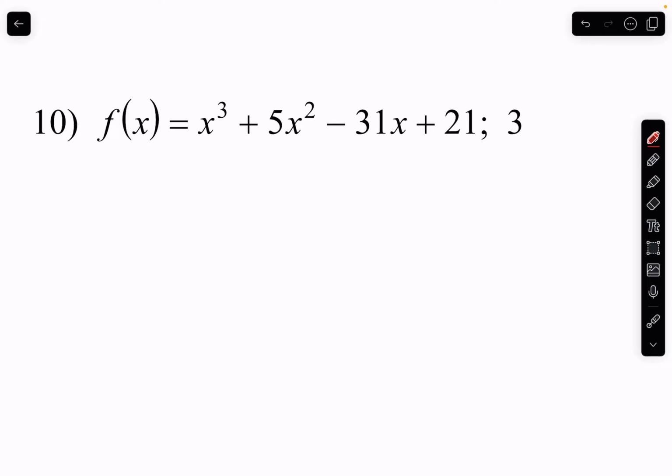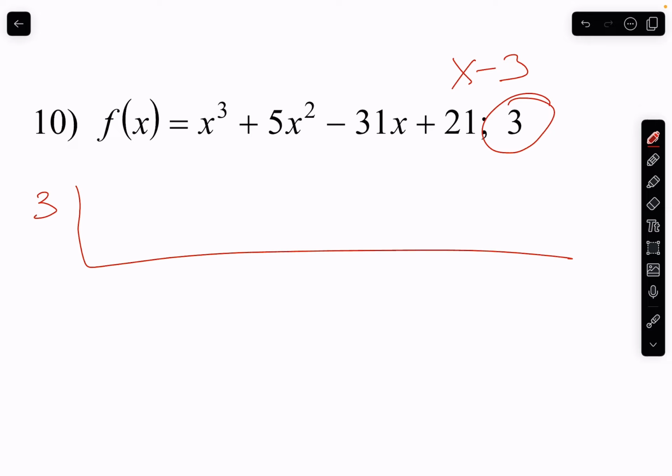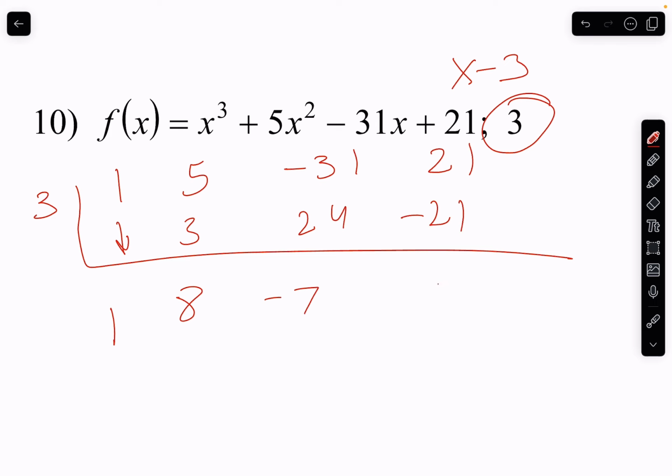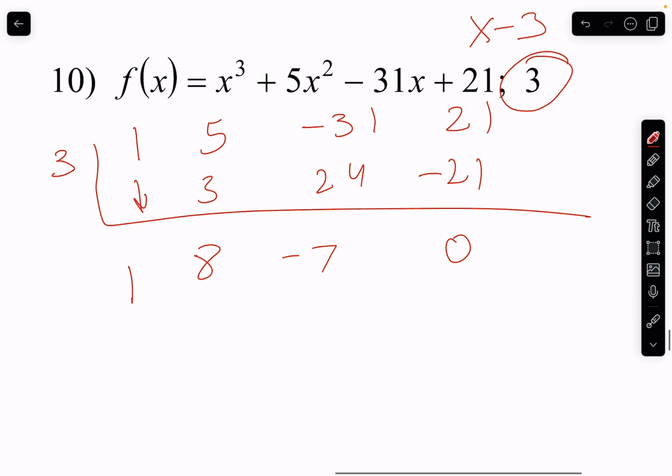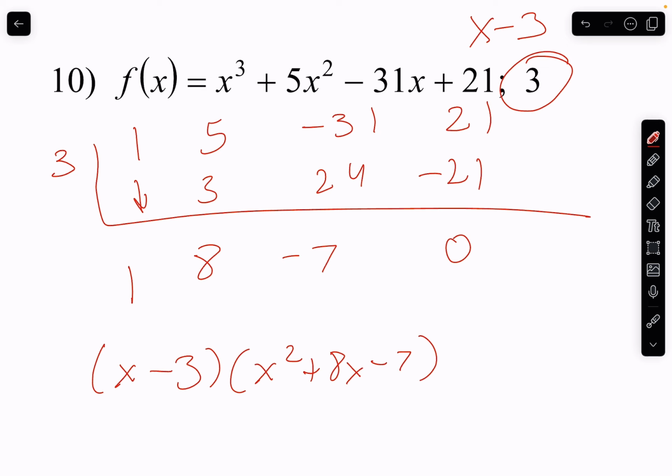All right. So again, we have our 0. We know that x minus 3 is a factor. We're going to go ahead and divide that into here. Remember, you switch the sign. 1, 5, -31, and 21. We drag this down. 3, 8, 24, -7, -21, 0, which again is a good thing because we shouldn't be getting a remainder. So at this point, we factored it to being x minus 3 times x squared plus 8x minus 7.